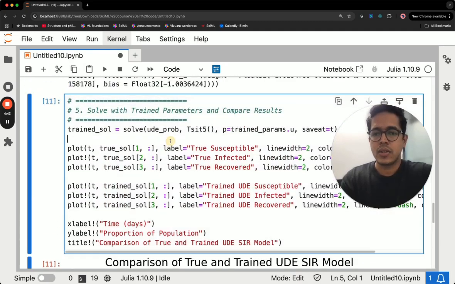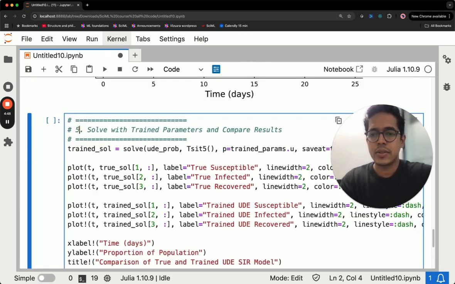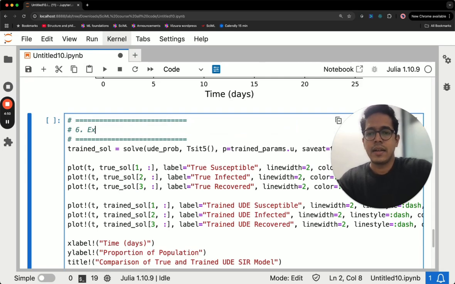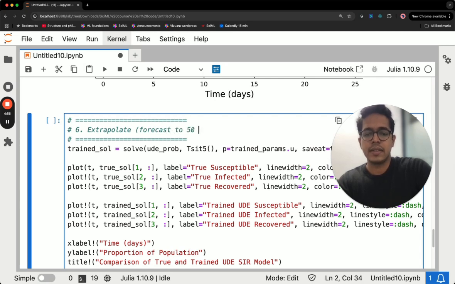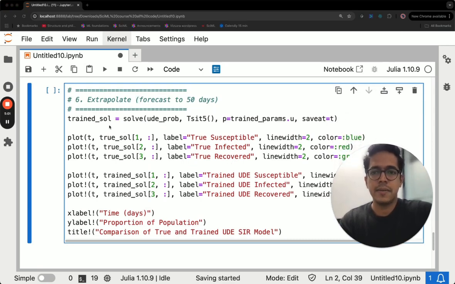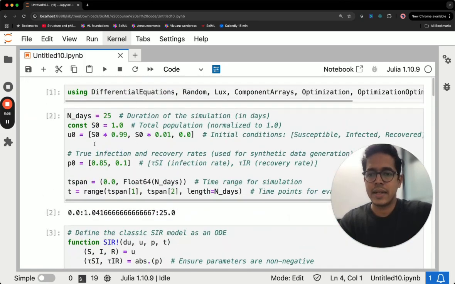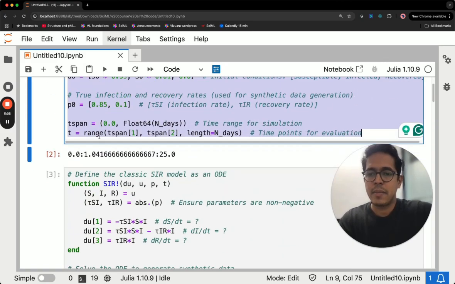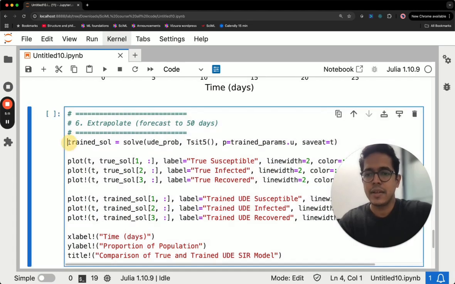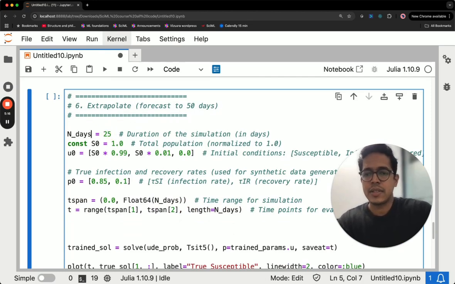Now let us copy this code and do a little bit of an extrapolation. So here I will say extrapolate, or basically forecast, right? That's what we're doing. Forecast to 50 days. So here we need a trained solution, but we want it for more number of days. So let us copy some of these parameters and paste it here. And then number of days I want to be 50. So this I'll call number of days 2, 50.